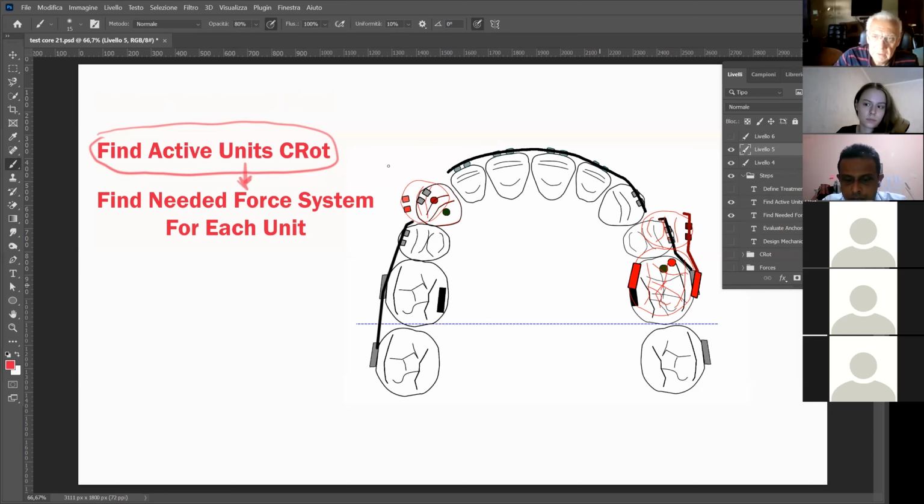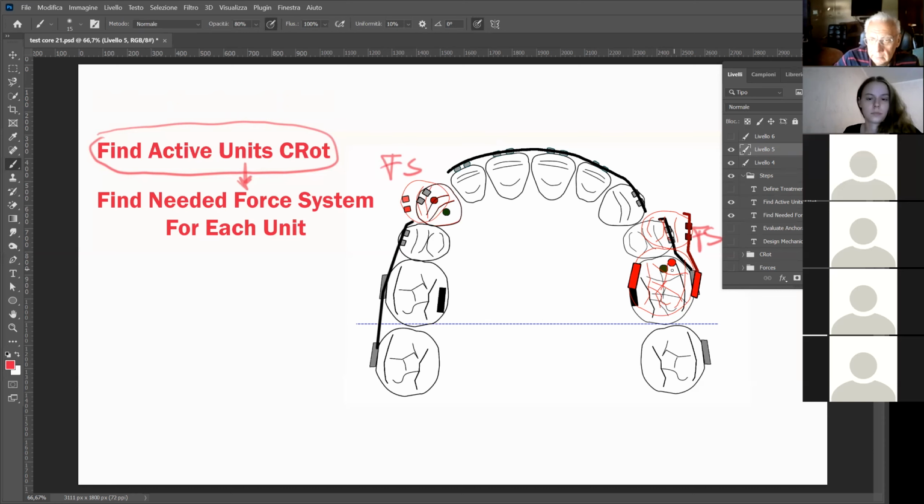So you will have a force system here. You will have a force system here. And what is the next step? After analyzing force system, yes, and creating this. The next step is evaluate anchorage. Before thinking to the mechanical solution, it's very important that you think and you assess the anchorage situation. You remember how you assess an anchorage situation?